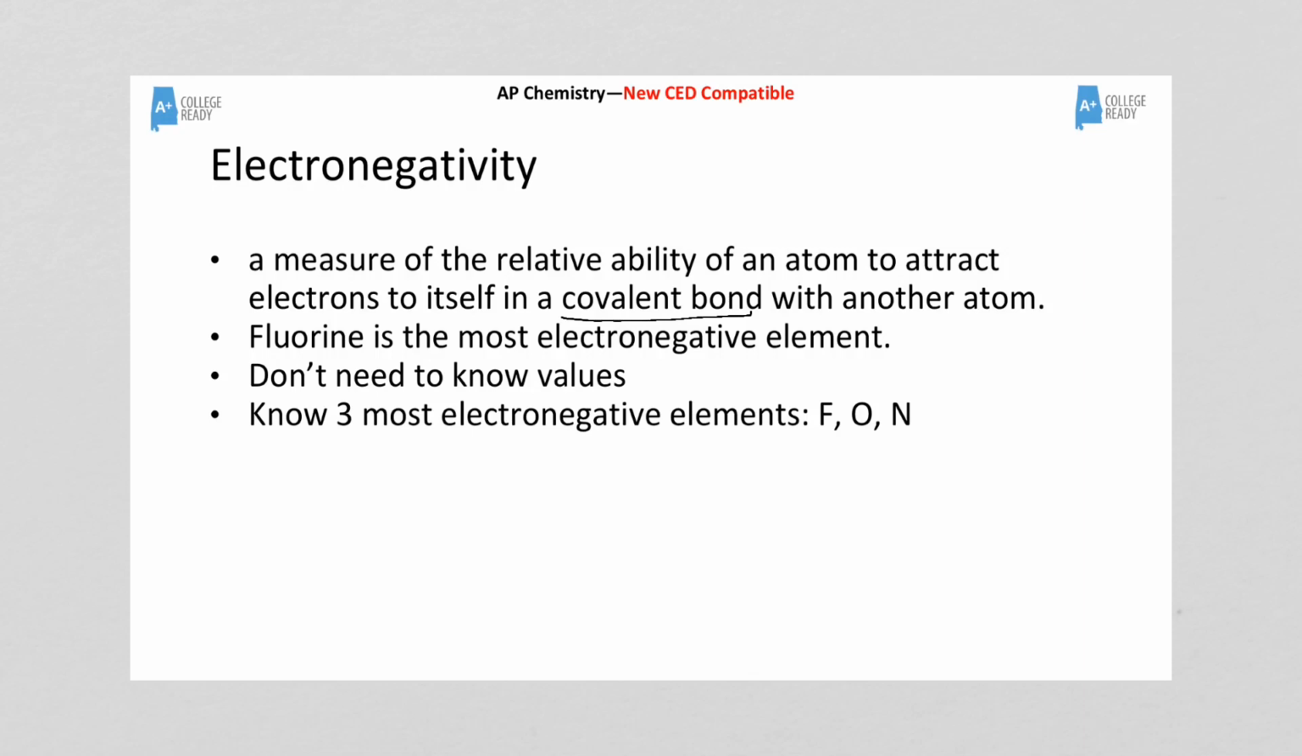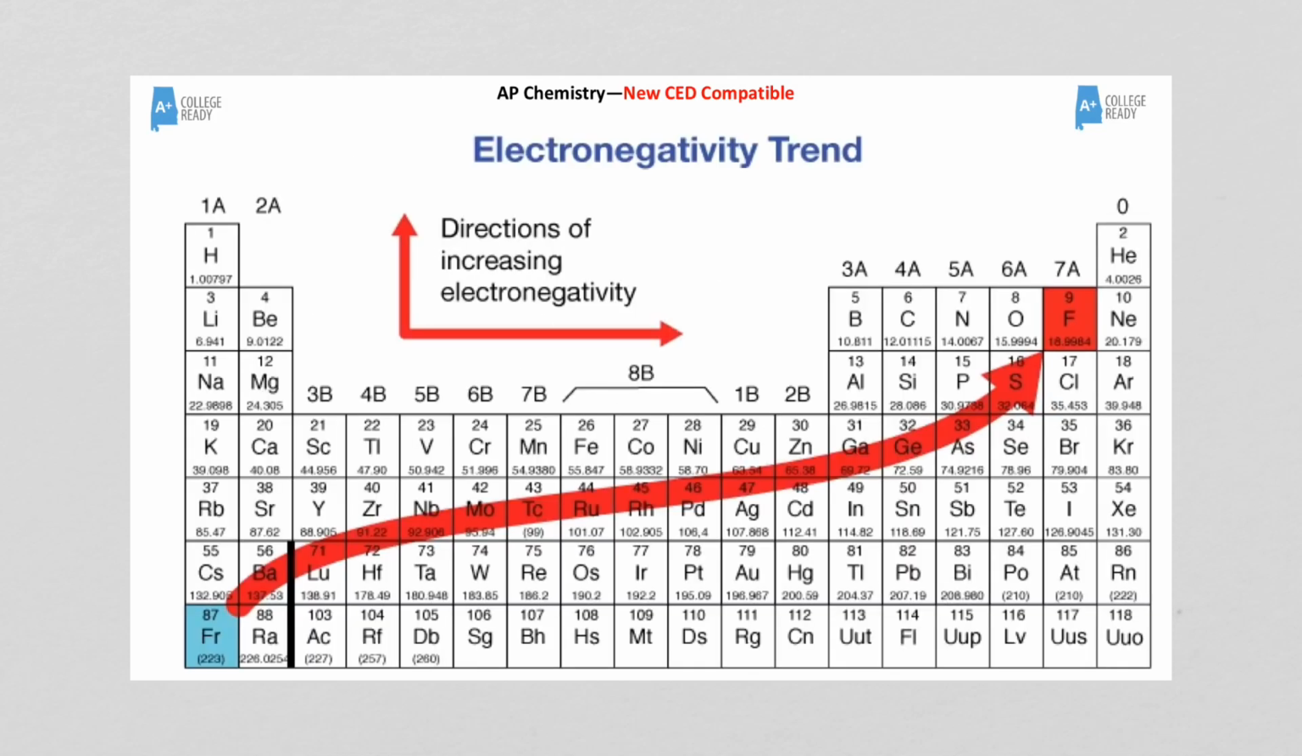Really, all you need to know, you can come up with a trend here. You just need to know that fluorine is the most electronegative element. Don't need to know the values on tables. If they needed you to know values, they'd give them to you. Really, what you need to know are the three most electronegative elements. It's fluorine, and then right to the left of it, oxygen's number 2, nitrogen is number 3. So that's kind of the trend. It's going to increase towards fluorine and decrease away from it.